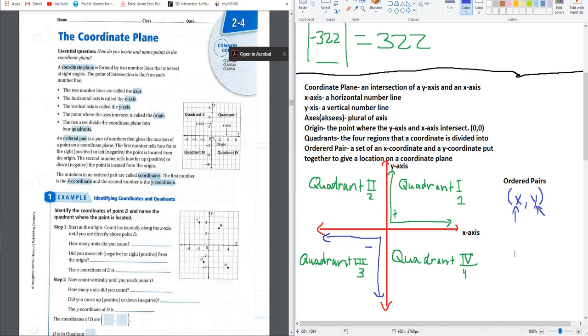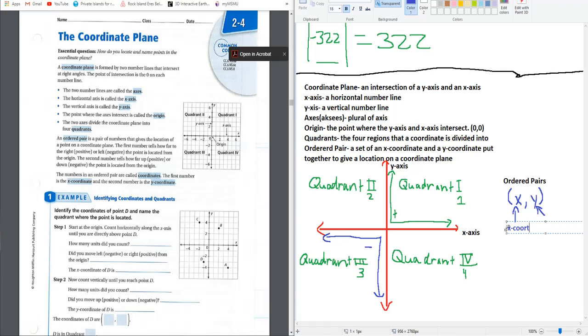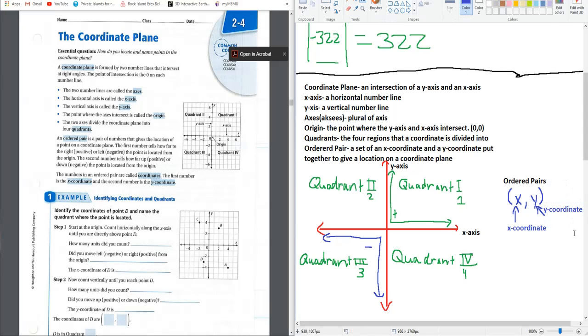If I can write this down. There you go. Okay, awesome. So that's your y coordinate. This pretty much means this is where you need to go on the x, the horizontal number line, and this is where you need to go on the vertical number line.